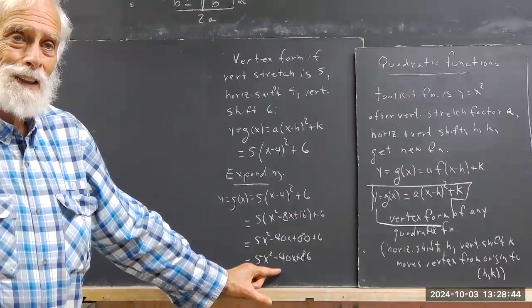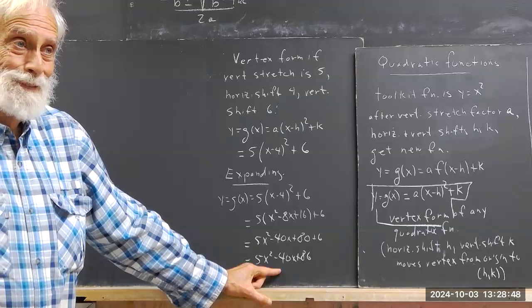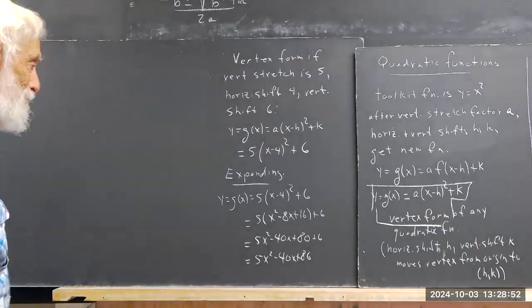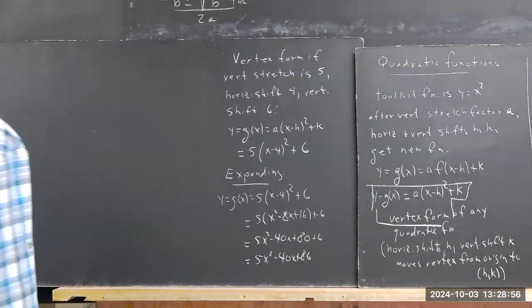Google expanding the vertex form of the quadratic function. You get 78 million hits. All right. So anyway, there it's expanded.